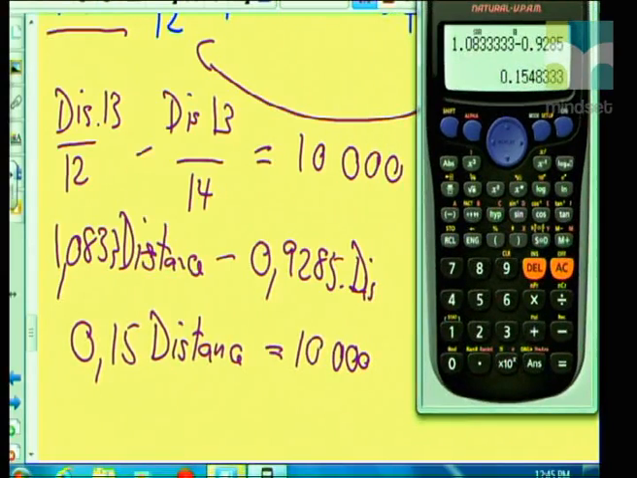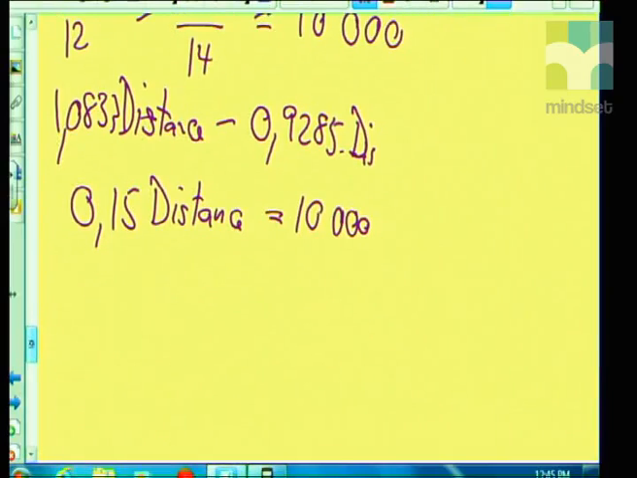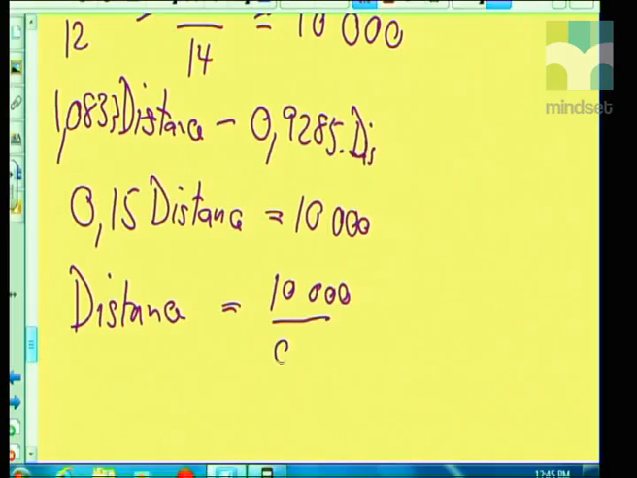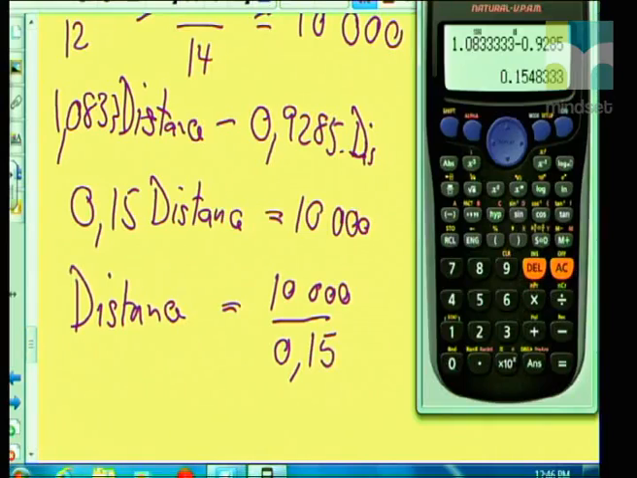So far, so good. Now, how are we going to get distance all by itself? We're going to say distance, and we'll divide the 10,000 by the distance. We're going to divide that like that. We're going to say, right, let's take this number. We're going to use that as the denominator. 10,000 divided by 0.15, and we get 66,666,66.